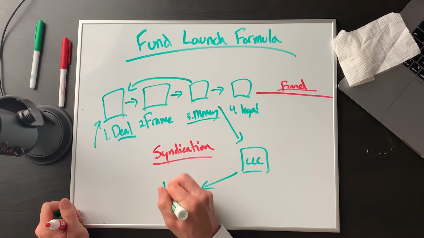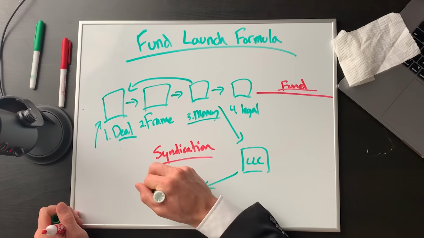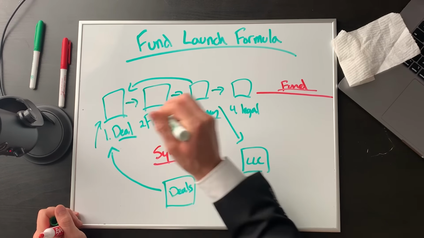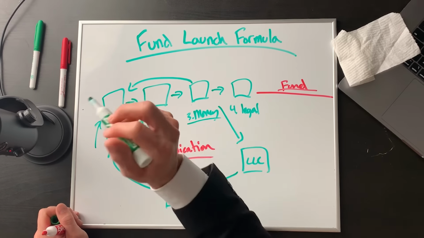You set up an LLC. The LLC goes and buys the real estate deal, whatever it is, does the deal. And then, ta-da, you make money. All your investors get money back. And you go and find another deal. I think house flippers are probably the best people on the planet at doing syndications.